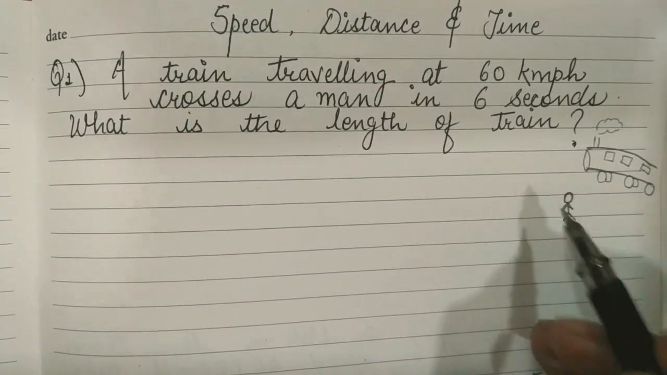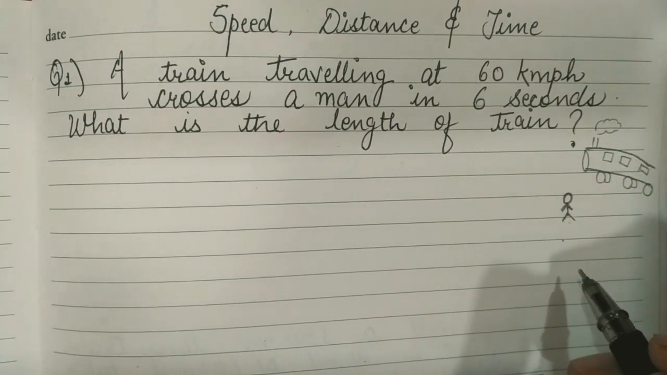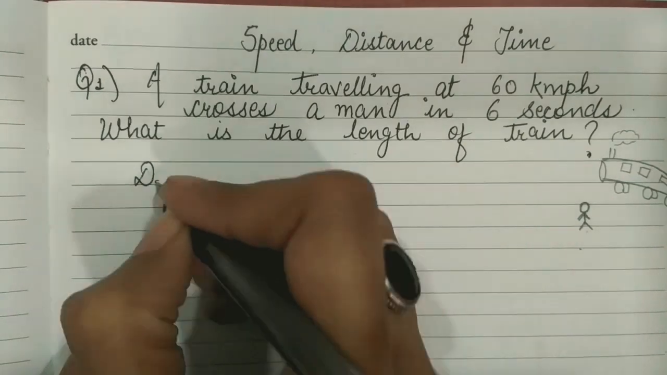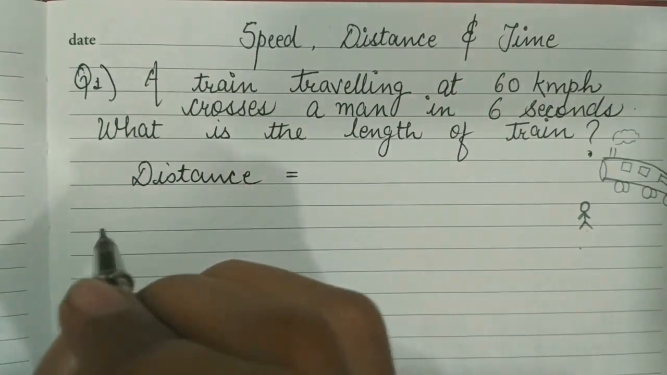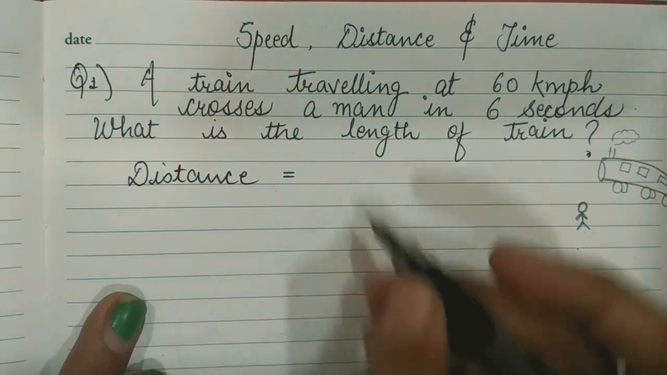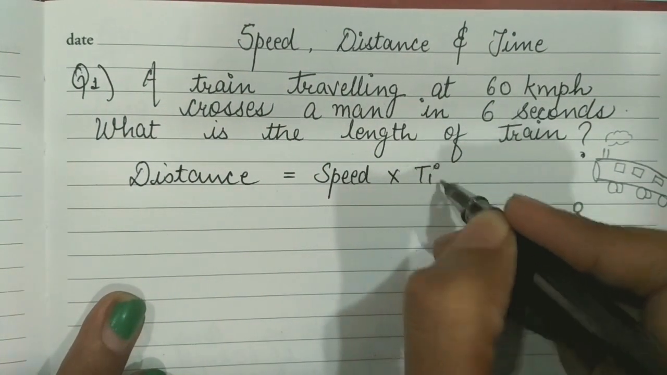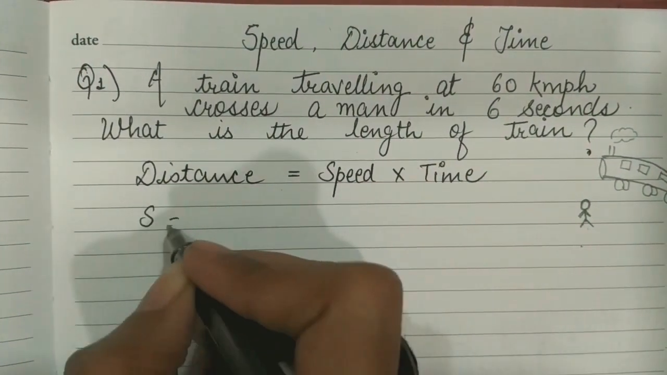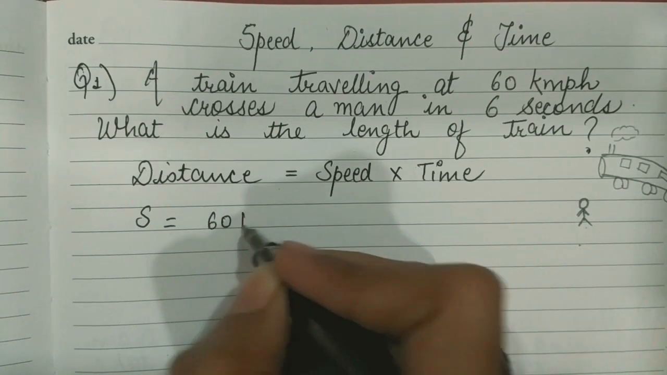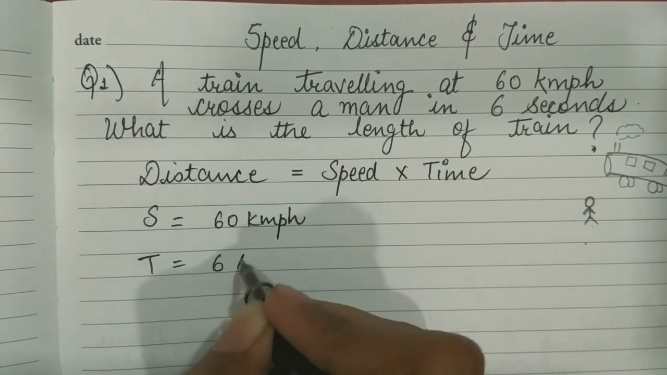In this question, observe that the man is stationary. Only the moving part is the train. So the distance traveled will be equal to the length of the train. The formula for calculating distance is speed multiplied by time. In our case, speed is 60 km per hour and time is 6 seconds.